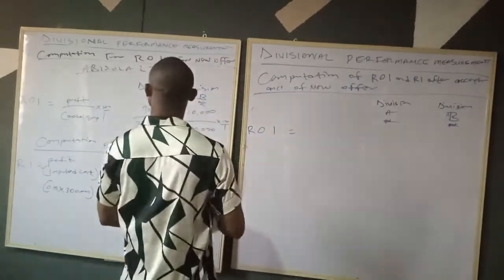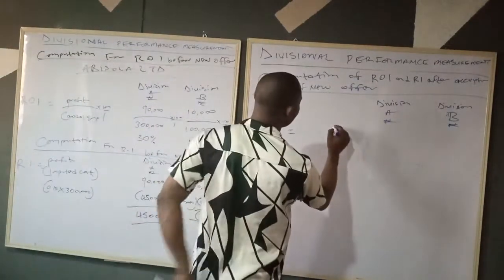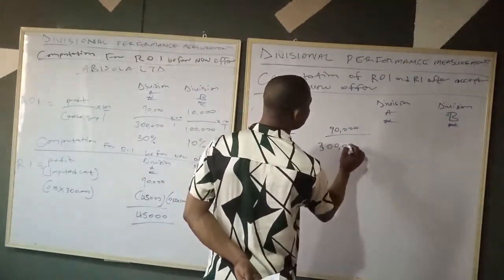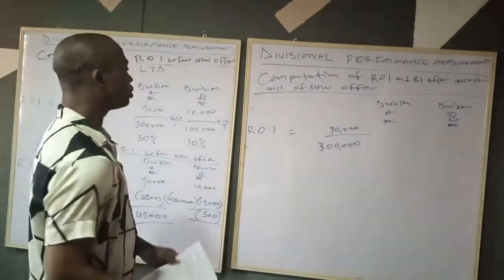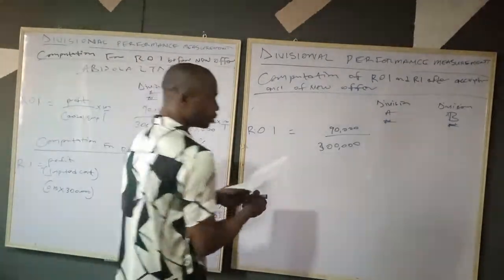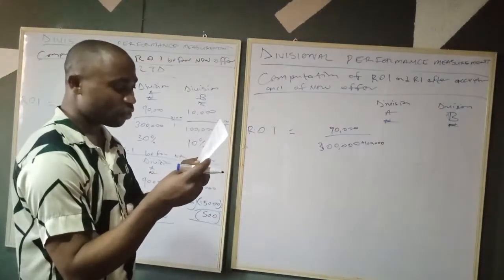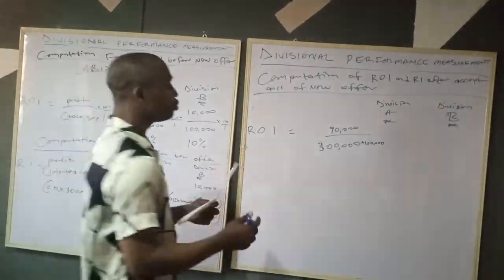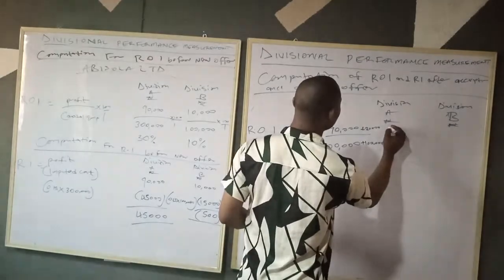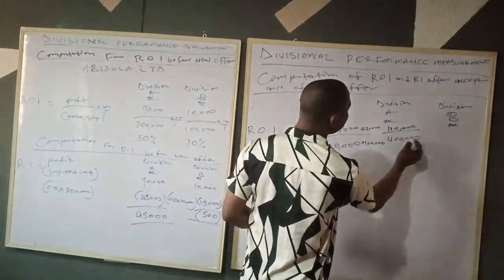Now, we were using profit of 90,000 before, right? And capital employed is 300,000. They now give another offer, they add another capital employed of 100,000, and that 100,000 will be generating profit of 20,000, right? So that means plus 20,000. So it will now be 110,000 divided by 400,000.